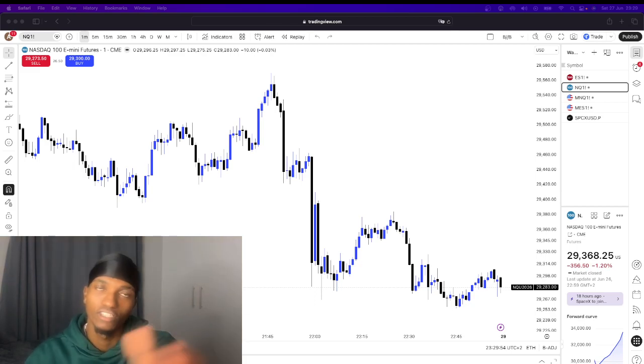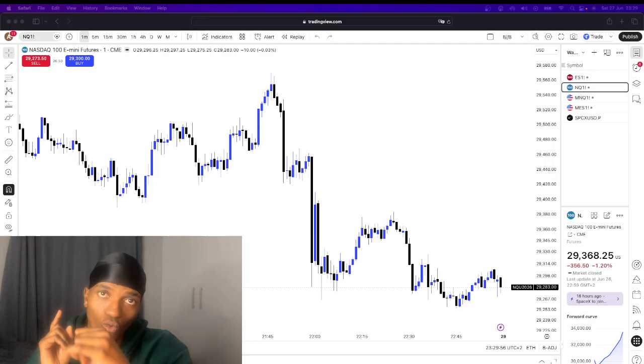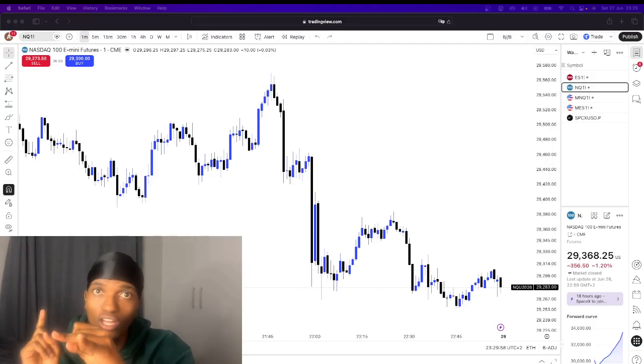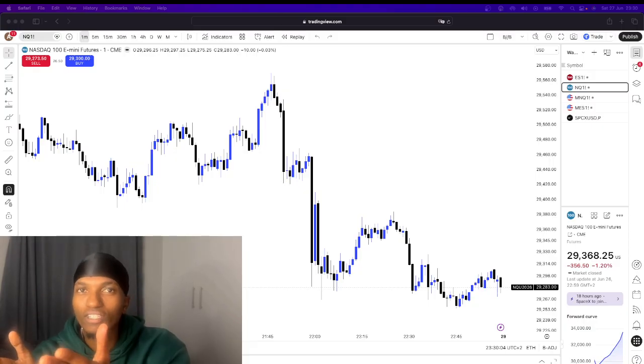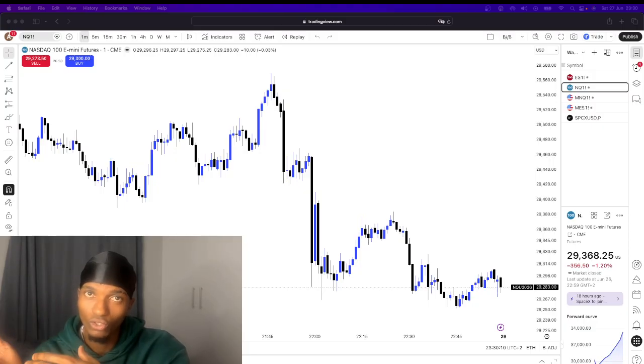SMT Divergence. So in this video I'm gonna show you what an SMT is, how to spot it on the chart, and how to make use of it. What does SMT stand for? I don't know, right? I just know it is a confluence that can be used so that you know what to do when it appears, right?